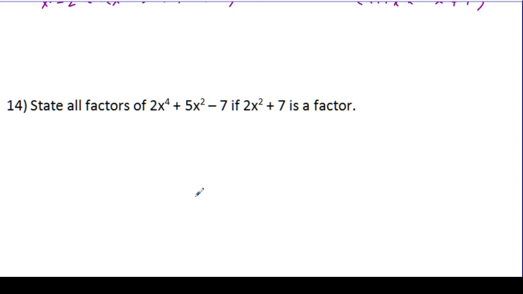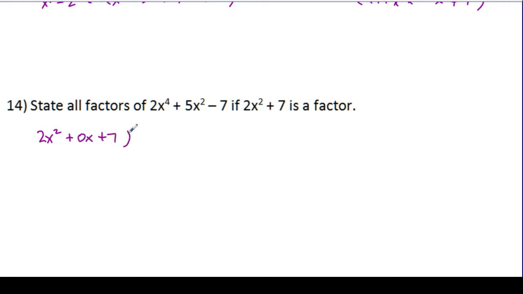So I'm actually going to have to take this problem and use long division. I'm going to need to divide away the 2x squared plus 7 and see what's left over. So let's try that out. Okay, so 2x squared. When I write the divisor on the outside, I don't have an x to the first, so I'm going to put a 0x plus 7.